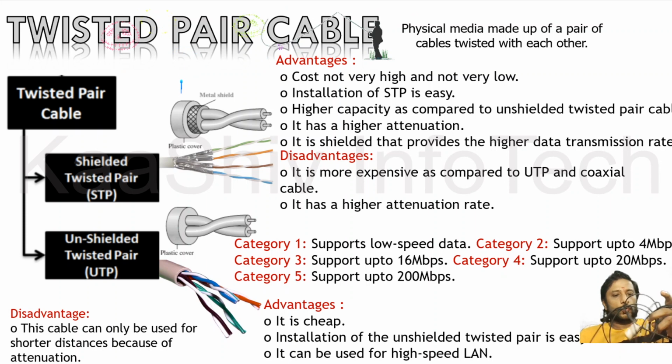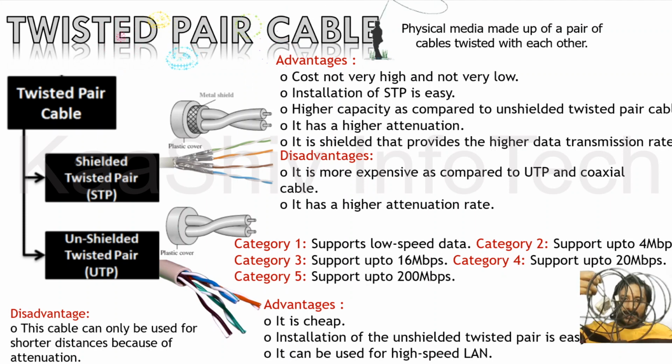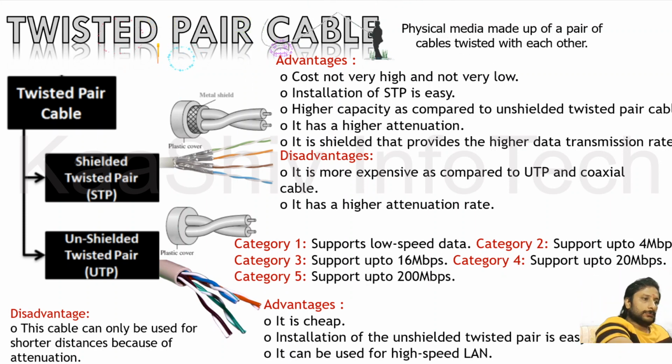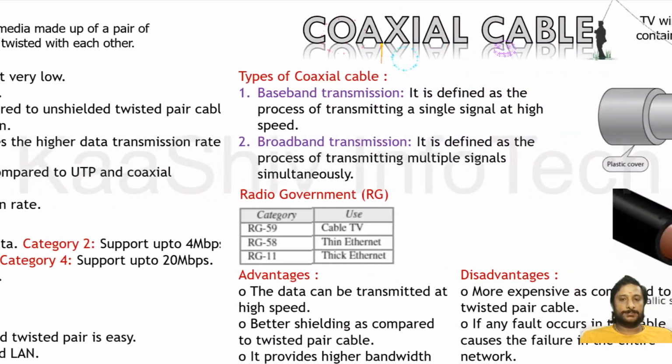This cable is a much faster cable when compared to this cable, which is a normal cable. You can see it in your colleges and all. So the cables will differ, and you should be really careful. This is your unshielded twisted pair. This cable can be used only over a shorter distance because of attenuation. It is cheaper, installation is easy, and for high-speed LAN also you can use it. So that is the one for twisted pair cables.